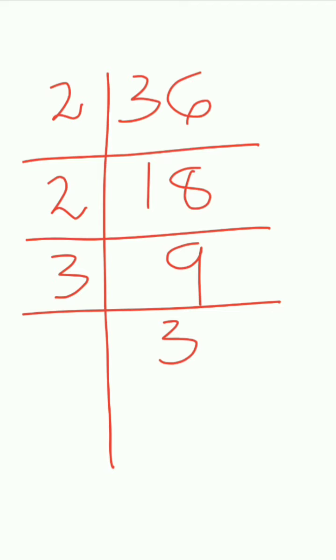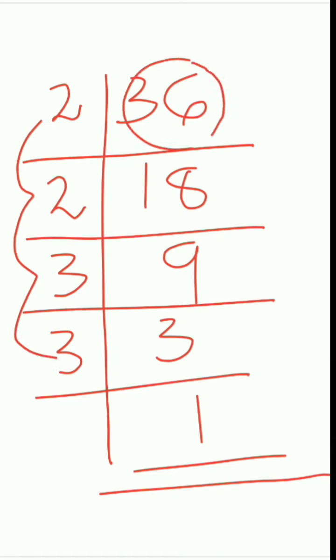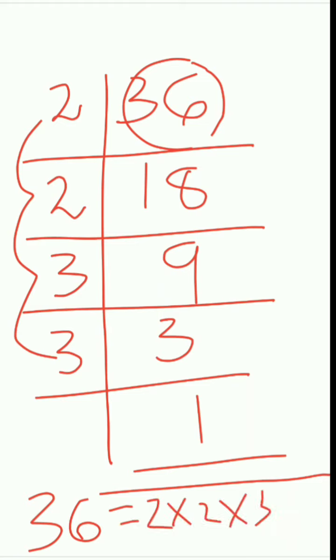Now again we need to divide this 3 by its smallest prime factor. And the smallest prime factor of 3 is 3 itself. Now 3 divided by 3 is 1. So we got the number 1. Now we can stop the division process here. Then the product of the numbers we got on the left side will give us the number 36. So 36 we can write as 2 into 2 into 3 into 3.